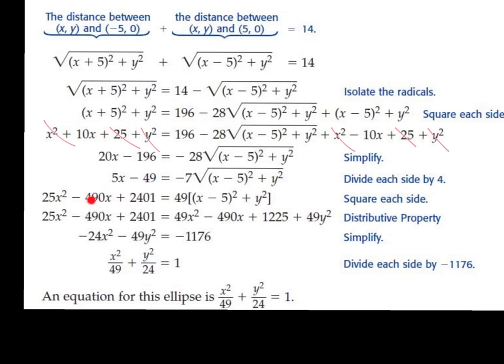So again, first term squared, first times second times 2, second term squared. Negative 7 times negative 7 is 49. And the square root and squaring undo each other, so that goes away. And then they distribute, put everything on one side, where x is on one side, y is on one side, and constant on the other. And then they divided both sides by the constant they have left. So we have a general equation, x squared over 49 plus y squared over 24 equals 1. And that's the equation for this ellipse.